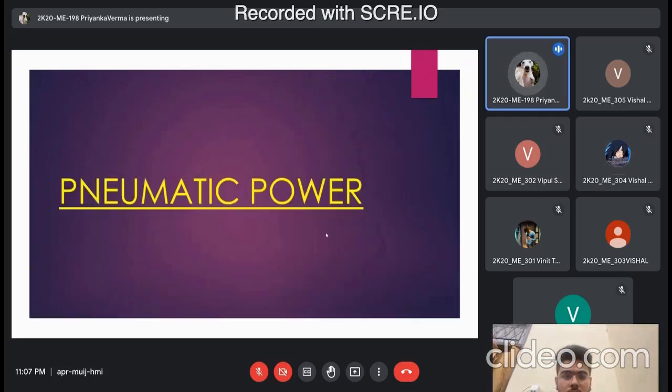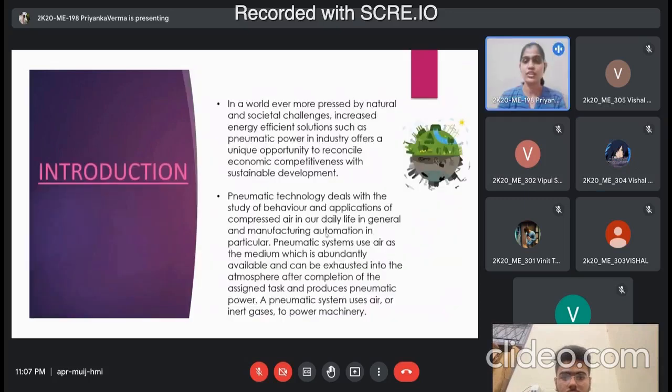Now the last topic is pneumatic power. So, introduction. In today's world, we know that the world is shifting towards sustainable development, towards renewable sources of energy and power. Here, pneumatic technology comes into the picture because it deals with the study of behavior and applications of compressed air in our daily life in general and manufacturing automation in particular. The pneumatic system uses air or any inert gases as fuel to power machinery.